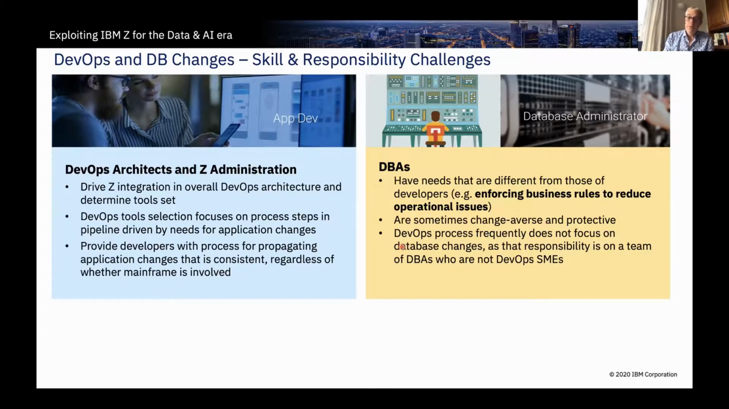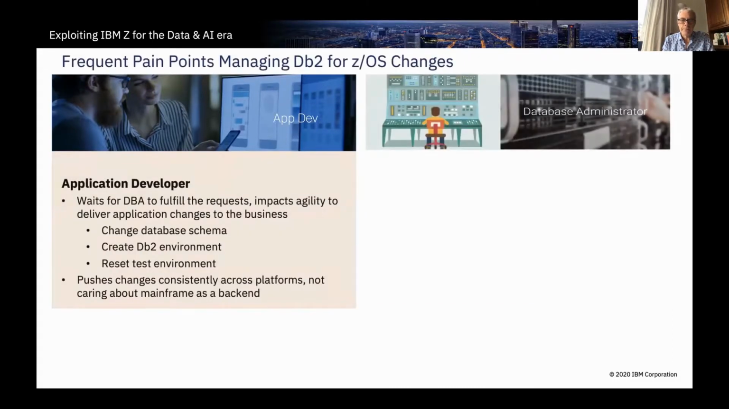And of course, the DevOps process frequently does not focus on database changes. For a DevOps person, and that's the way it is, they want to change code. And by the way, it's handy to have an extra column in the database. So why is that different than to create another variable? Well, the DBA can tell you why, but the DevOps person doesn't really care. So you can see here a conflict of skills and responsibilities in one single organization.